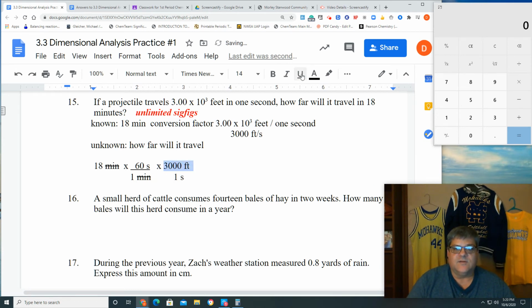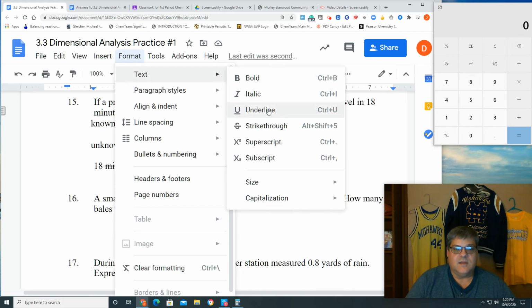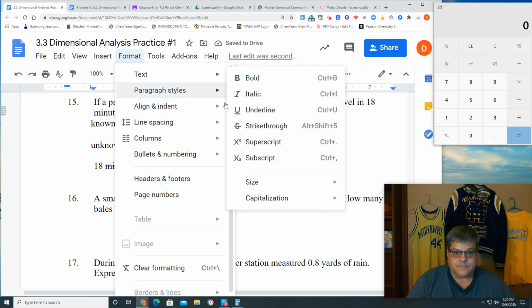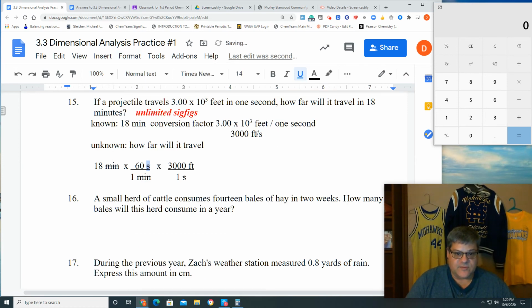We should underline that just to make it look presentable. So now I can get rid of my seconds because that was a conversion factor during that process, and go straight through with the seconds. So remember, this conversion factor allowed us to convert from seconds to feet or feet to seconds. And once we get it done, the only unit I have left is feet.